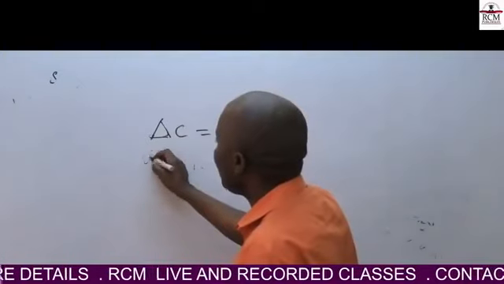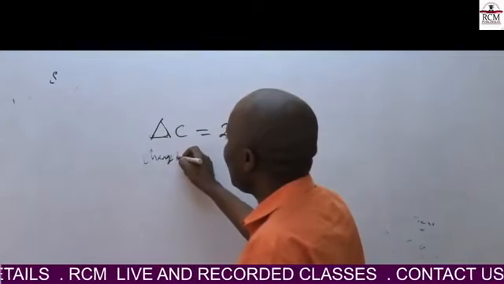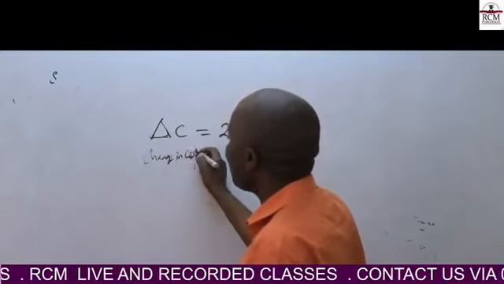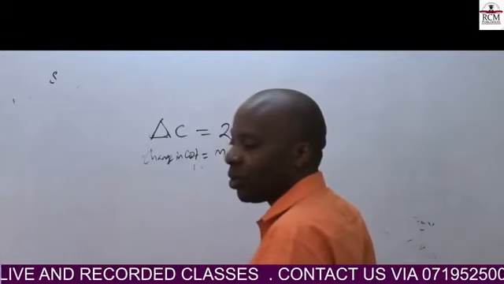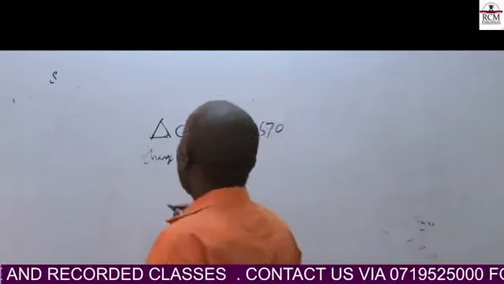This is change in cost. Change in cost, which is the same as what here? Marginal cost. So in that regard, whatever they have here is our marginal cost, which is 2Q minus 570.